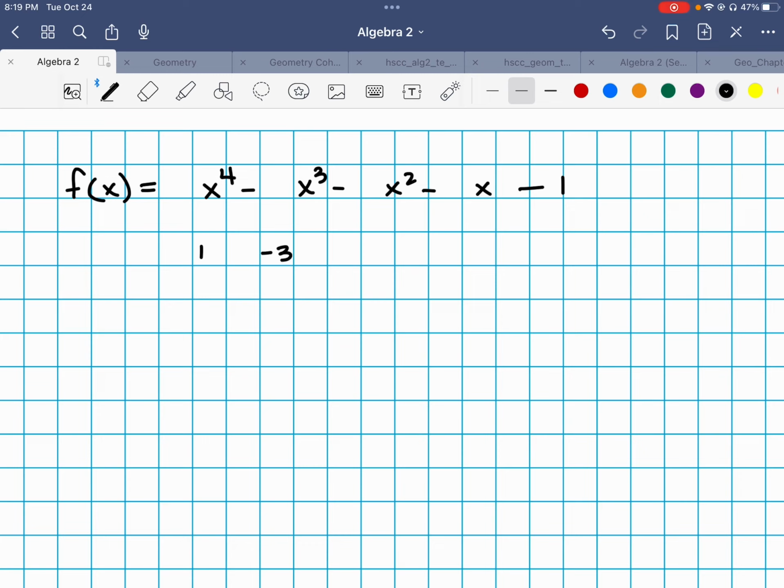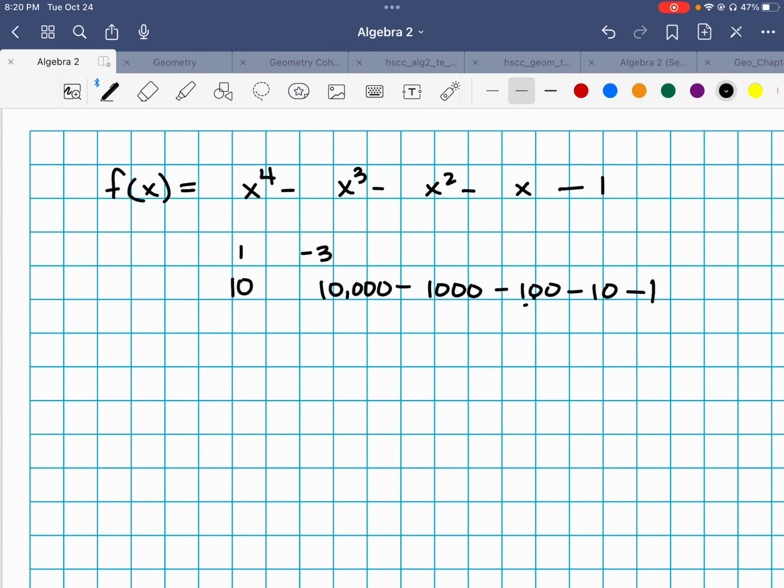And then when we plug in 10, we're going to get 10,000, take away 1,000, take away 100, take away 10, and take away 1. Now, I can see that all of these are less than 1,000. So I could approximate it as, it's definitely going to be more than 8,000. So when I plug in 10, it's 8,000. And we can start to see that this number is already starting to get bigger, right?